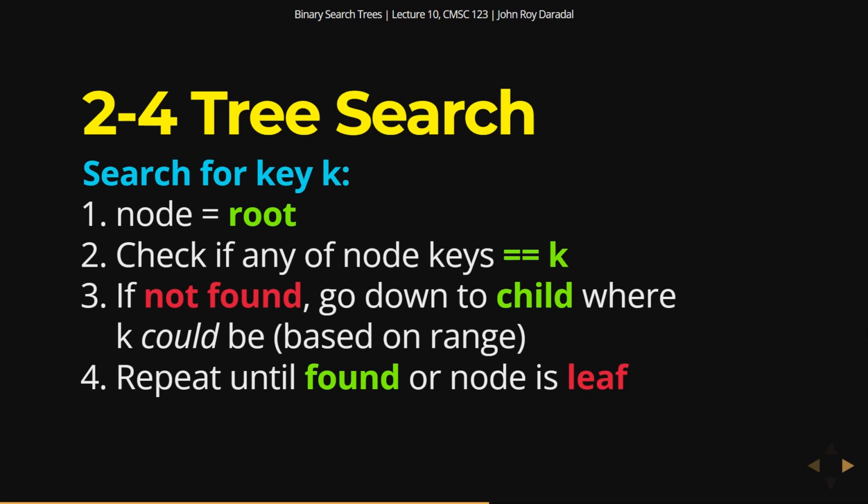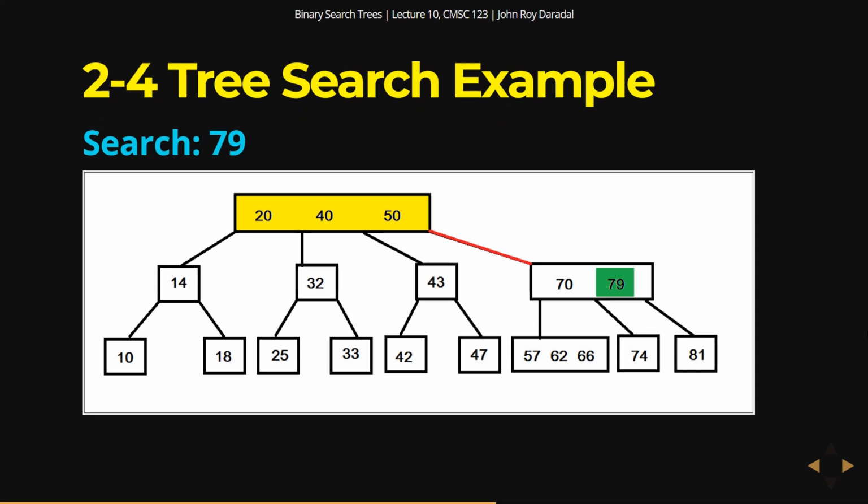So it's basically similar to the normal BST search, but you just extend the search procedure because now you could have 2 children, 3 children, or 4 children. Okay, so let's see an example. If we search for 79, starting from the root, it's not in the root, but 79 is greater than 50, so we'll go to the right child of 50 right here, and then at this node 70, 79, we found it, so we return it here.